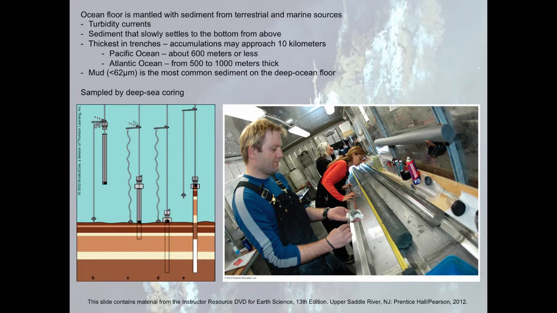Sediment that you find in the ocean basins is typically thickest in the trenches. Accumulations can approach 10 kilometers. In the Pacific Ocean, which is a relatively younger ocean, 600 meters of sediment or less is typical. In the Atlantic Ocean, it's 500 to 1,000 meters thick. Moving away from the mid-ocean ridge systems, the youngest crust is closer to the ridge and older crust is further away. The further away you go from the ridge axis, the longer sediment has had to accumulate, and the thicker it usually is.